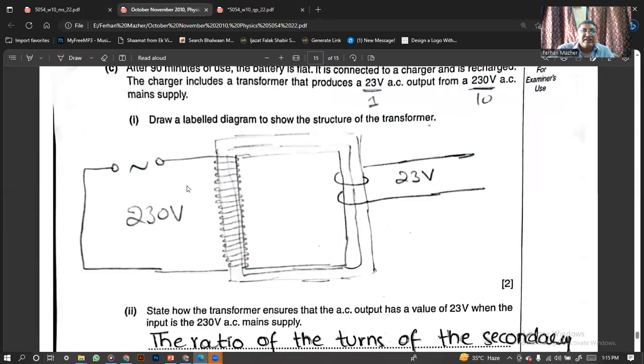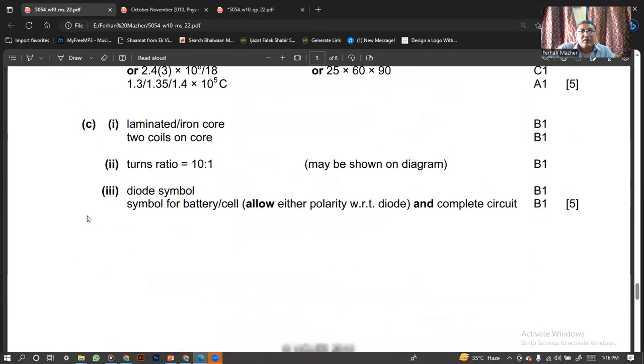For example, here you can see I have drawn the metallic frame, and here we have the primary coil. On the primary side we have 230 volt, on the secondary side we have 23 volt. Here I have only shown 2 turns, here I have shown 20 turns. So the ratio of the secondary number of turns to the primary number of turns is 1/2. Sorry, I said 1/2. It is 1/10. So that is the same ratio as between the 23 volt and the 230 volt. It's a step down transformer. I hope you understand this diagram. So that's the C part. Turn ratio should be this.